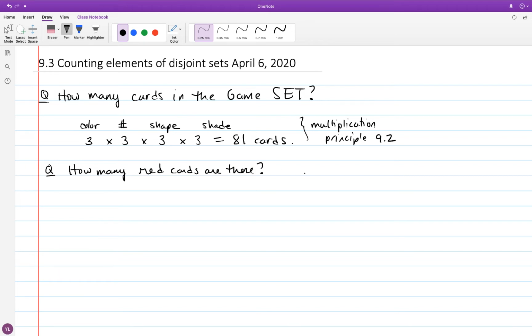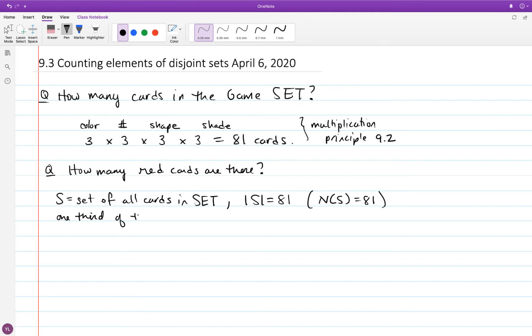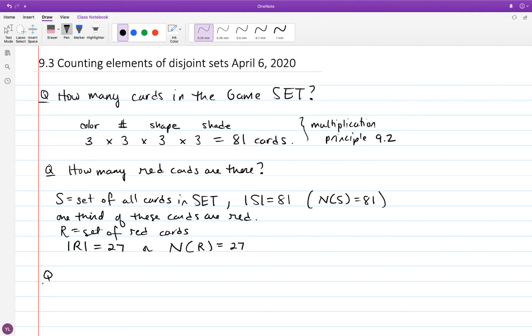I'm going to go through a series of other questions about the game Set to introduce some new counting principles. So how many red cards are there? Well, we can think of it in a number of different ways. Easiest is that a third of the cards are red, right? So if we have 81 cards and 1/3 of them are red, then we're going to get 27 cards. A little word of notation here. I'm using the usual cardinality symbol for the cardinality of the set S, but this section also uses n of S to denote the number of elements in the set S. So if R is the set of red cards, then the cardinality of R should be 27, or in the notation of this chapter, n of R is 27.